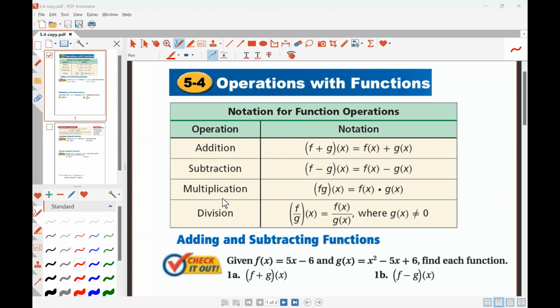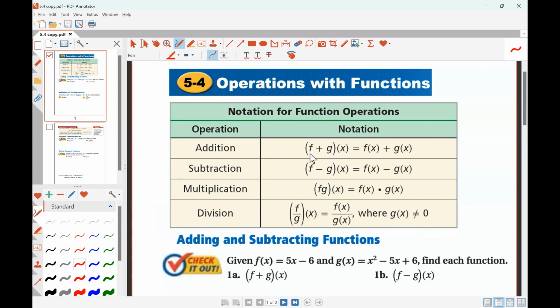Notations for these functions are (f plus g)(x) equals f(x) plus g(x). For subtraction, (f minus g)(x) equals f(x) minus g(x). For multiplication, (f times g)(x) equals f(x) times g(x). For division, (f divided by g)(x) equals f(x) divided by g(x). And your denominator can never be 0 to have a defined function.